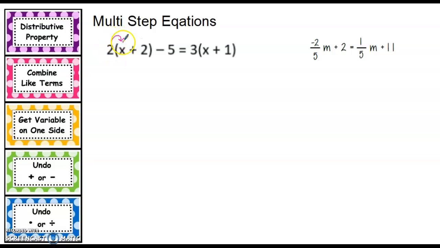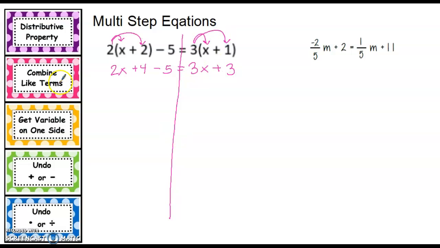So 2 times x gives me a 2x. 2 times 2 gives me a positive 4. Move that minus 5 down. Distribute the 3. 3 times x is 3x. 3 times 1 is 3.